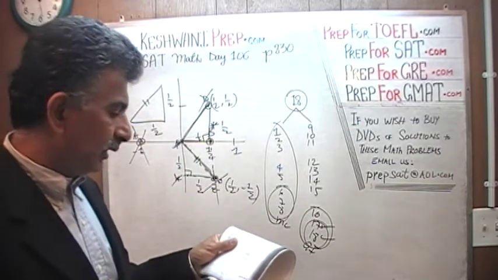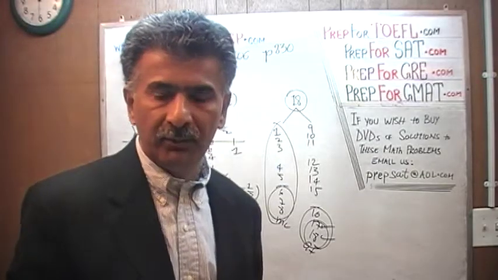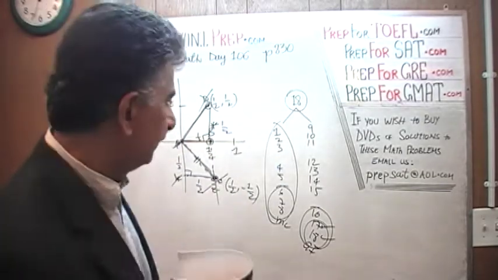And E says -1 and 1. I'm not going to even bother plotting it. -1 and 1 is going to be even farther away. The answer is B, B as in boy.